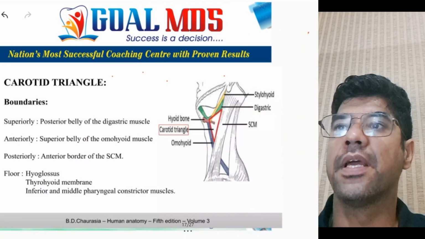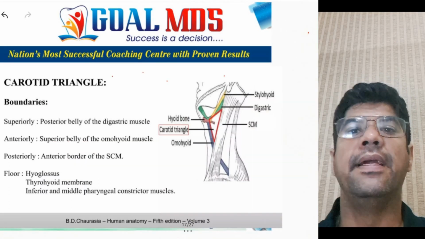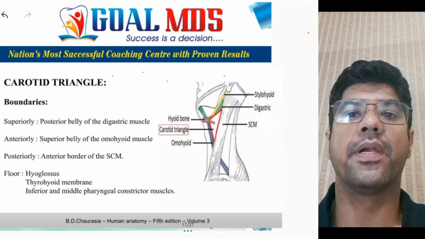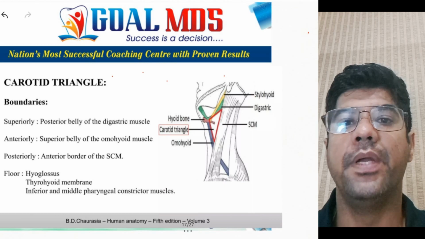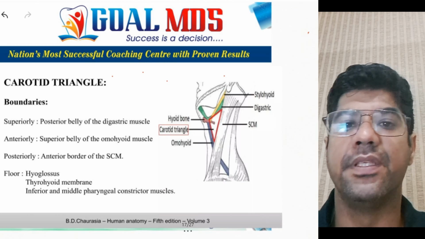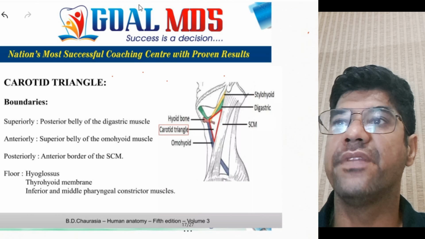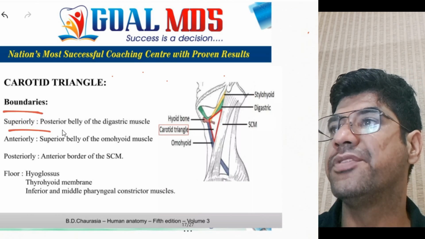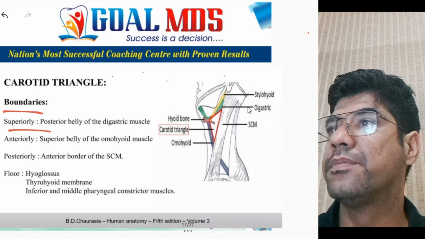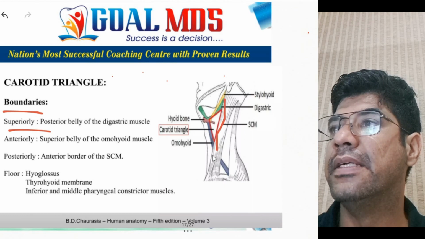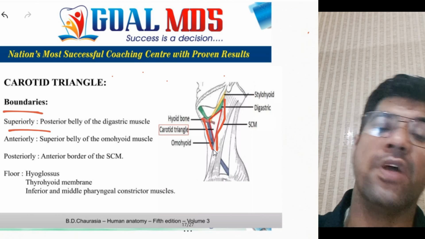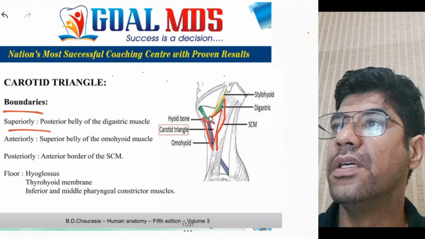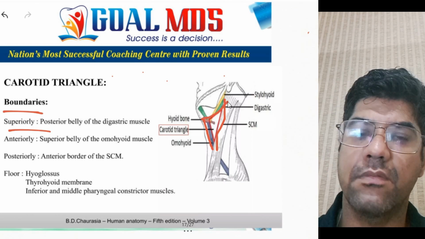The next is the carotid triangle. The carotid triangle is one of the subdivisions of the anterior triangle of the neck that contains important anatomical structures including the carotid arteries and the nerves. So what are the boundaries of the carotid triangle? Superiorly you will see the posterior belly of digastric. Anteriorly is the superior belly of the omohyoid muscle, and posteriorly is the anterior border of the sternocleidomastoid muscle.